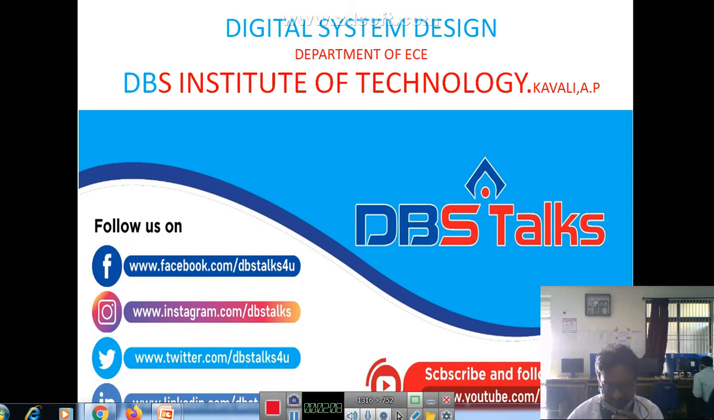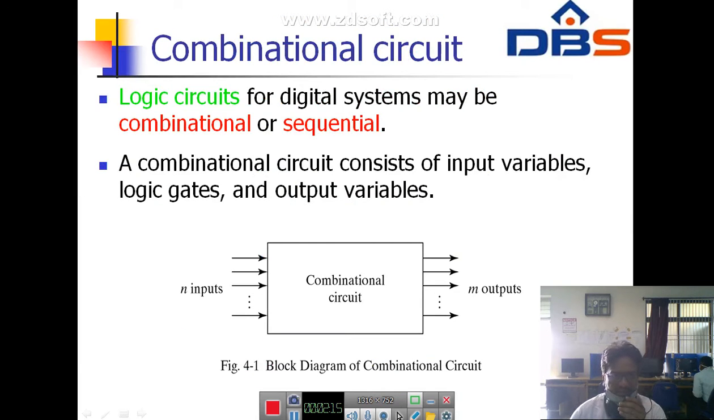In this combinational logic circuit topic, first we have to learn what a combinational circuit is. By seeing this diagram, we will definitely understand it. The logic circuits for a digital system may be combinational or sequential. So in digital systems, mainly we use two categories of circuits, combinational circuits or sequential circuits.